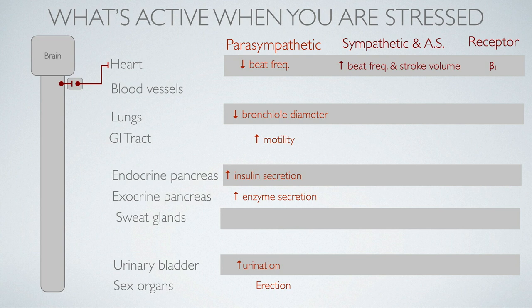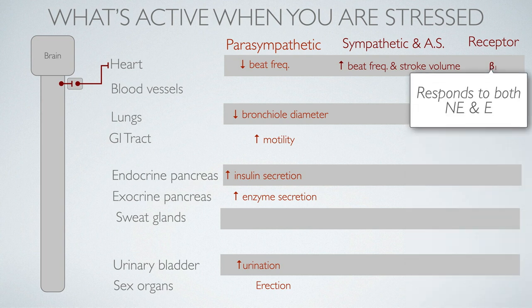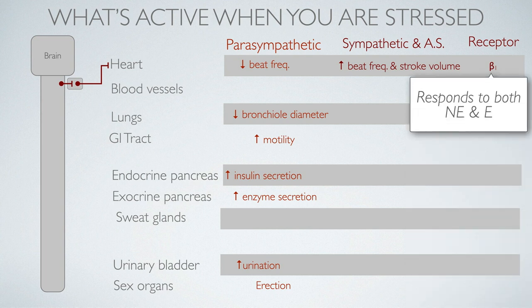All right, so from the previous slide, if you study that slide, then you'll know that if I tell you a particular receptor, you'll know what hormone or neurotransmitter that cell is going to be responsive to. So for the beta 1s, that's the generalist receptor. It responds to both norepinephrine and epinephrine. So either pathway, either sympathetic pathway, can activate those cells and cause an increase in beat frequency and stroke volume.